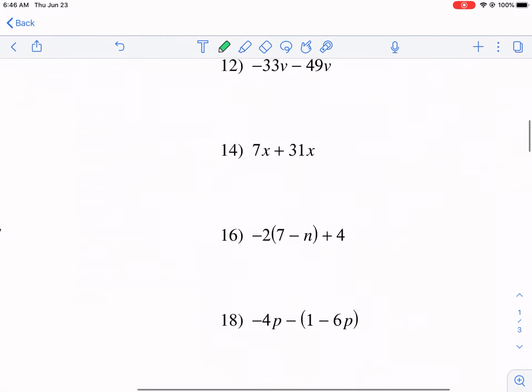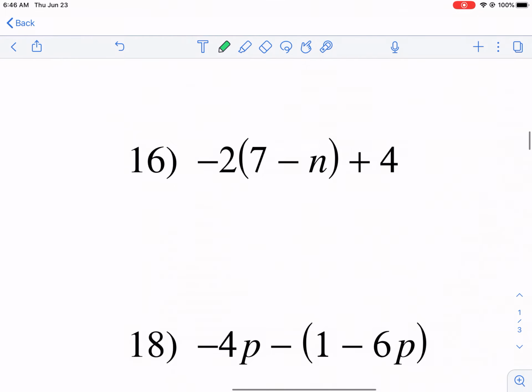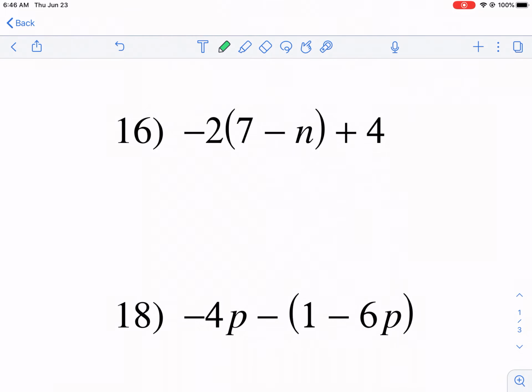Let's go ahead and jump to 16 now, and if you need to rewind, go ahead and do that. I'm going to try to speed through this so you can get all these problems done in as fast a time as possible. Okay, so we have negative 2 times the quantity 7 minus n, plus 4. It's the same process, just one extra step, which is we have to distribute. So we have negative 14. You can distribute first before trying to identify your terms. Negative 2 times negative n gives me a positive 2n, and then I have plus 4.